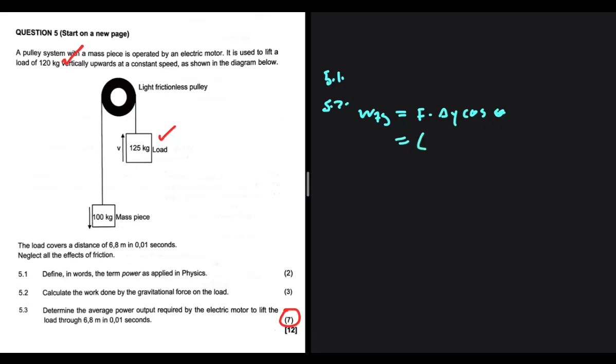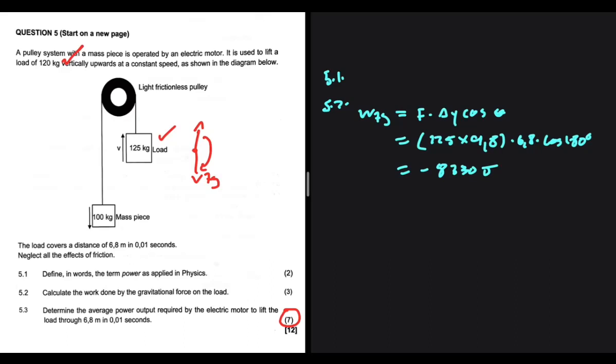Fg is equal to the mass. Let's take 125 multiplied by the gravity, which is 9.8. Delta y, it covers a distance of 6.8 meters. So we have 6.8 multiplied by cos theta. Well, gravity is acting downwards, obviously, but the load is moving upwards. So we have an angle of 180 degrees. If you put that on your calculator, you're going to get minus 8,330 joules as the work done by the gravitational force on the load.